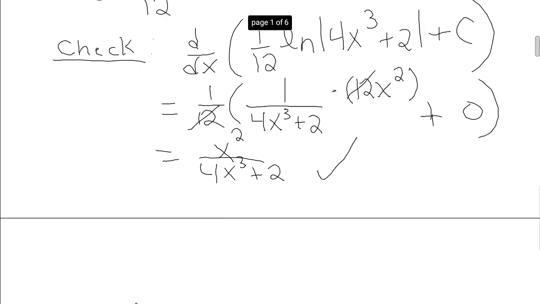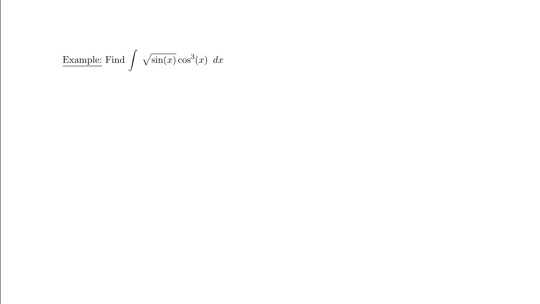Okay, so let's work through another example. We want to find the antiderivative, so the indefinite integral of the square root of sine x times cosine cubed of x dx. Okay, so we need to decide what our u is. So I have to do this off to the side. I say let u equal something.